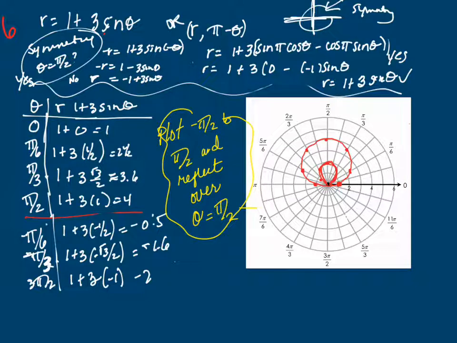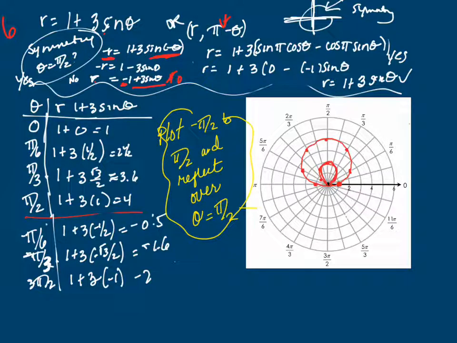I can try it, but you can see, here's me doing it. Negative r and negative sine theta brings that to a minus. So I get r equals negative 1 plus 3 sine theta. So that's a no. But part B says r equals pi minus theta. R is r, and the angle is pi minus theta.